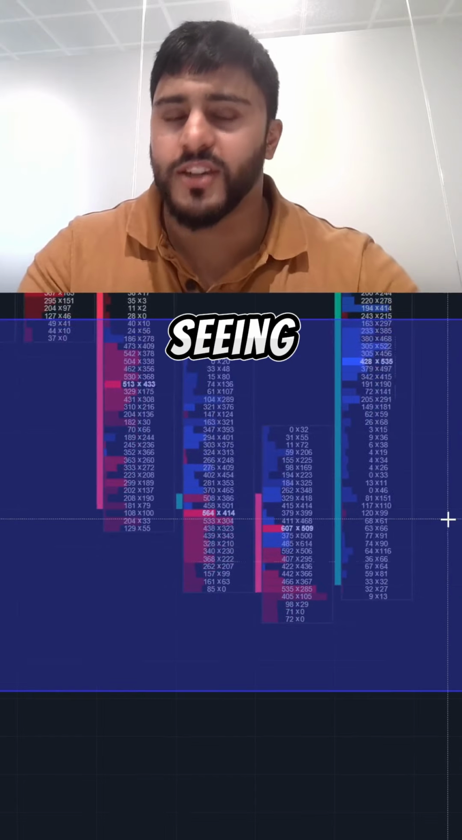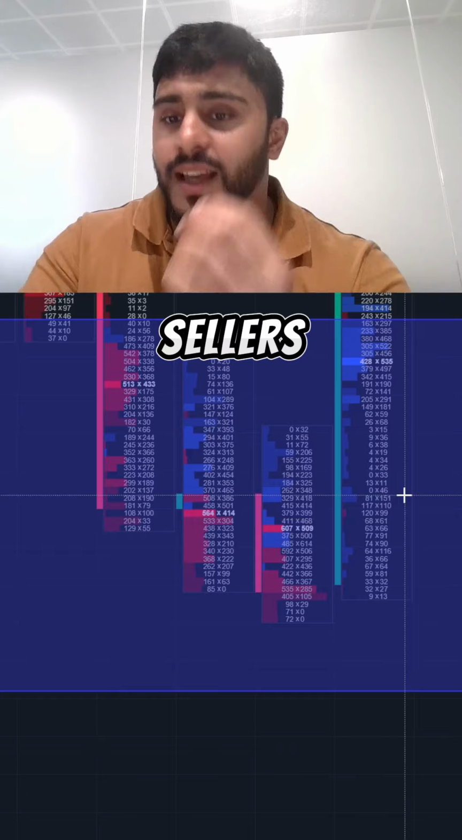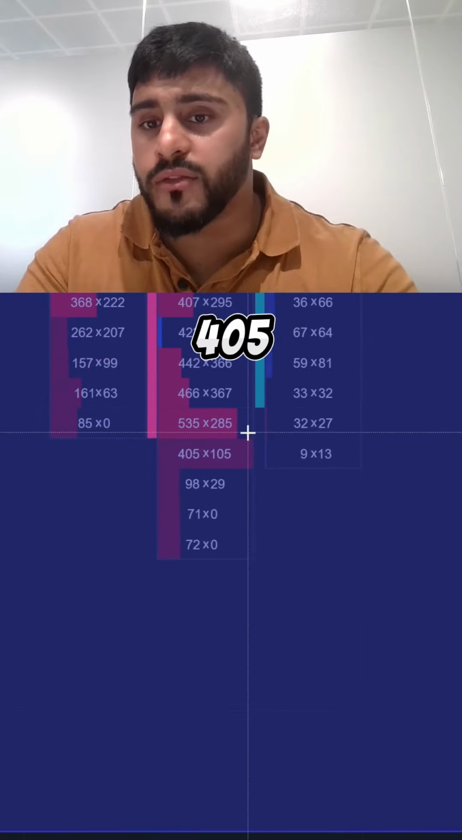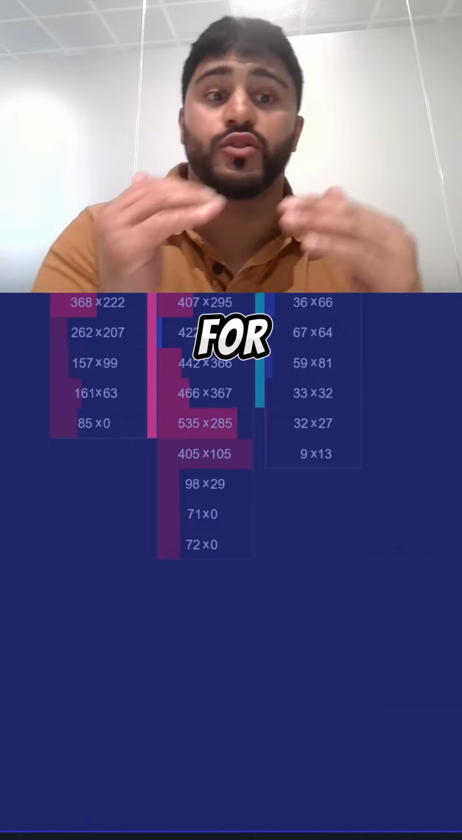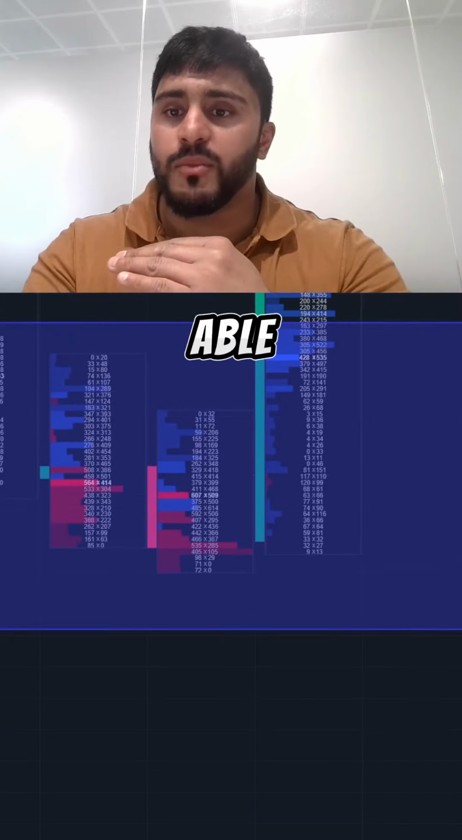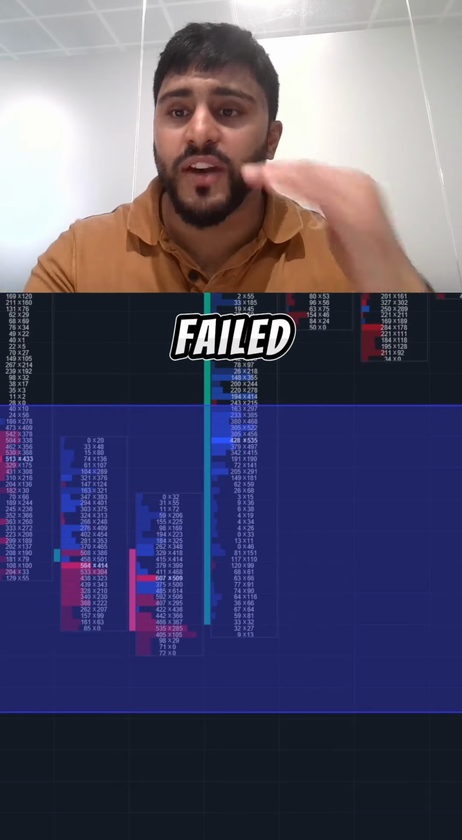Now from here, what you're seeing is a large bid volume, which means that there's significantly more aggressive sellers than buyers. In fact, when we read the volume over here, we can read 405 for 105, 535 for 285. So there's significantly more sellers than buyers, but the market was able to break above this level, right? This is what gives us the confirmation because sellers have failed in this region.